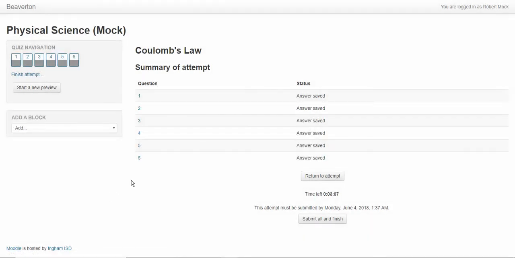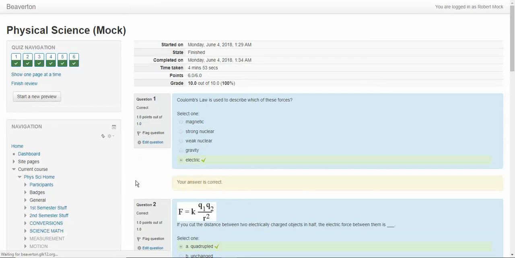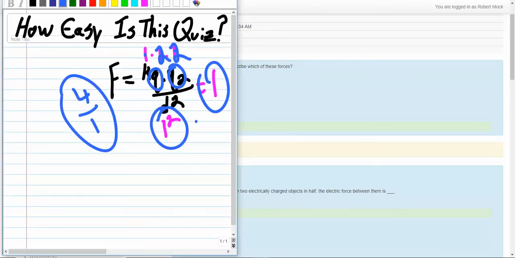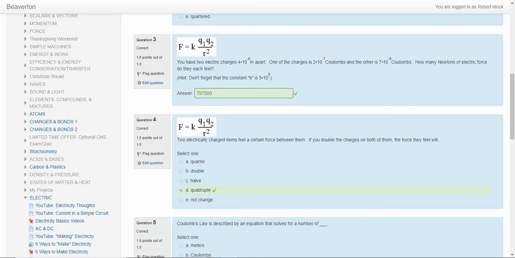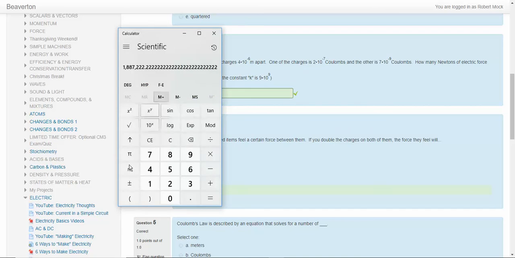And we wind up getting all of them right. So that quiz is basically a combination of understanding how equations work and how to use a calculator with scientific notation. That's it. So under 5 minutes, there is the Coulomb's law equation quiz.